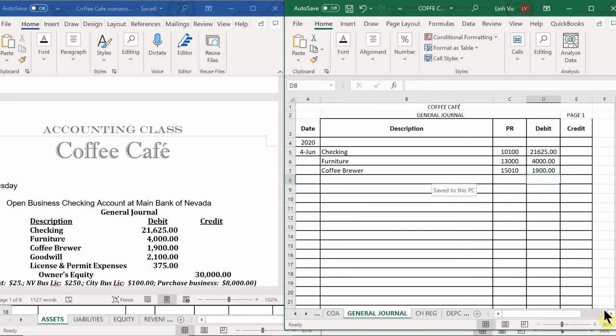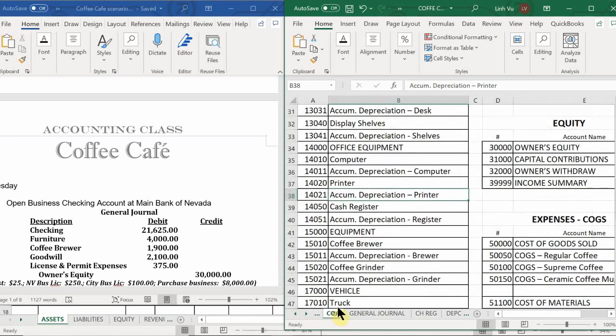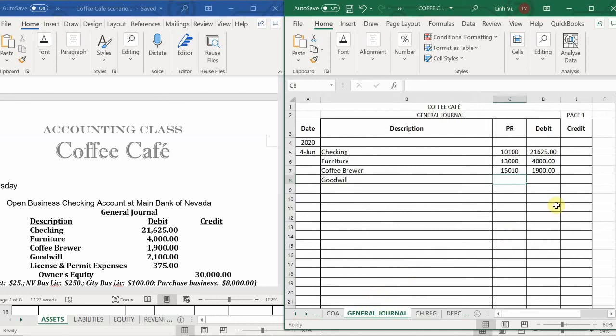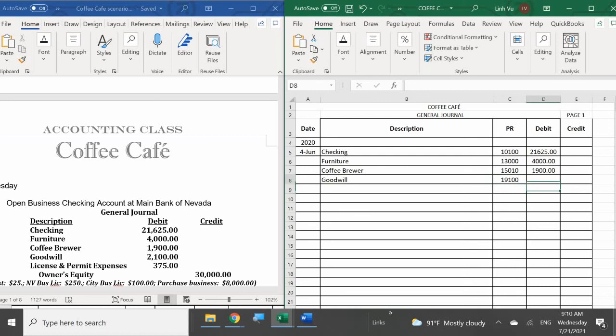All right. Then next here we have Goodwill, which was the business name. And what account number was Goodwill? 19,100. And because this Goodwill is an intangible asset we acquired, therefore, it's going to be another increase on the debit side.